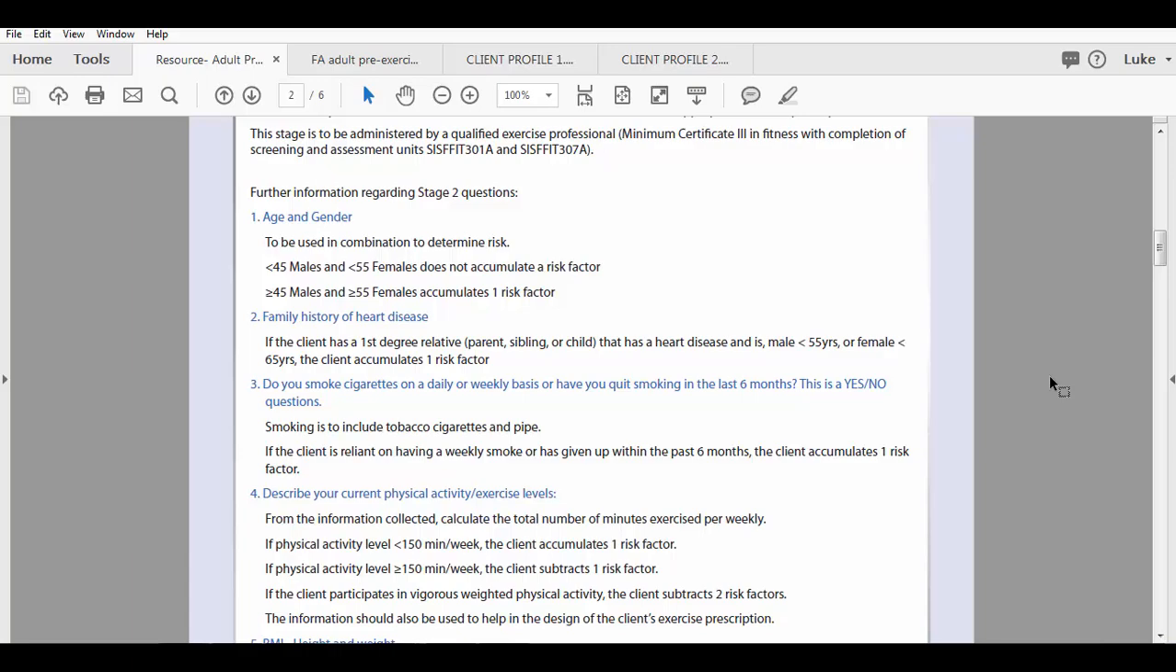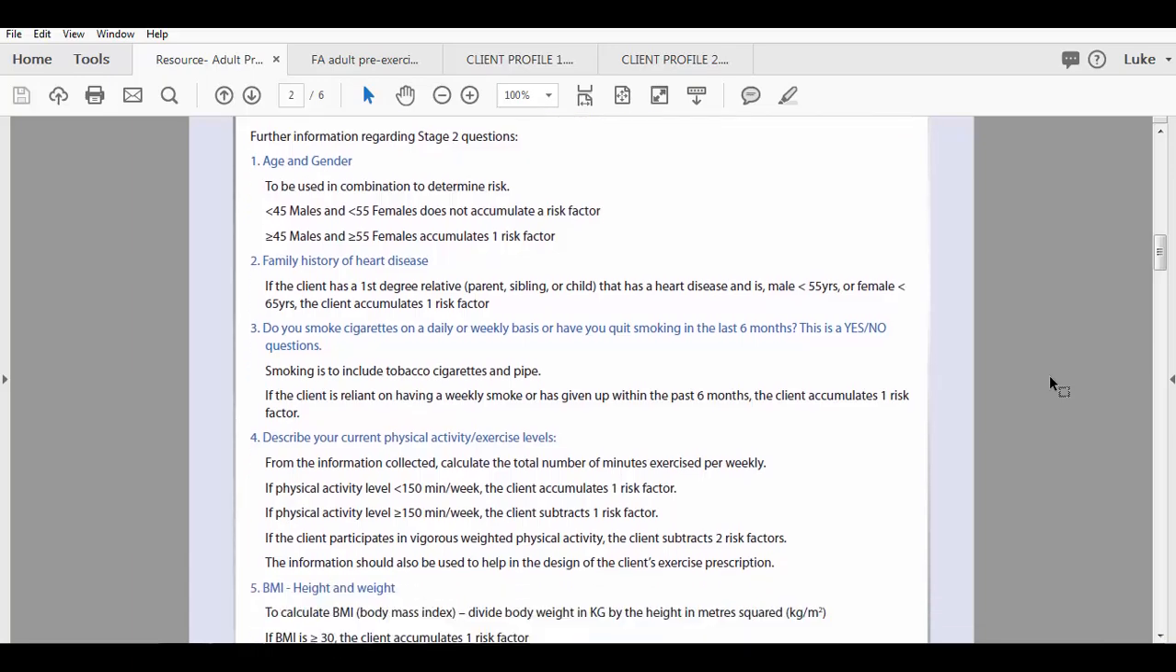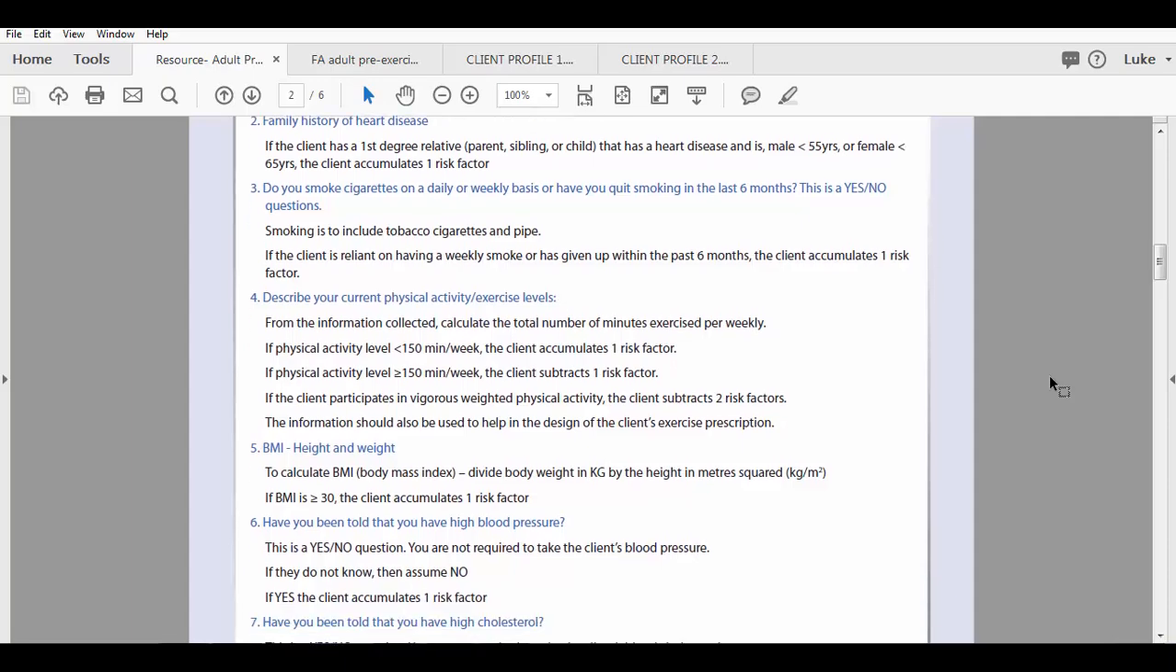Now if you've given up within the past 6 months, within that period, you still accumulate a 1 score. If you've given up 6 months or longer ago, then you'll get a 0 score. If you don't smoke, you get a 0 as well. Now question 4 is a different question, as I mentioned before. It has a different scoring system.